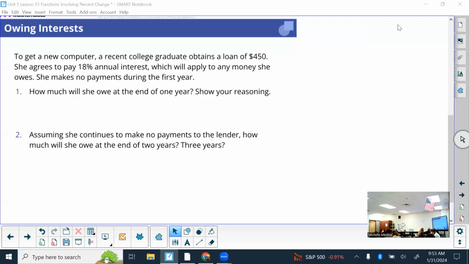Okay, so table 9, how much will she owe at the end of 1 year? $81. Now, does that include the $450?